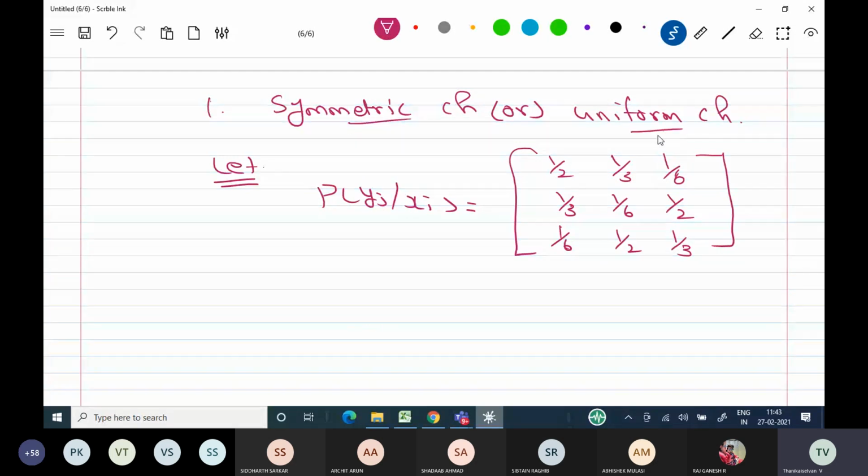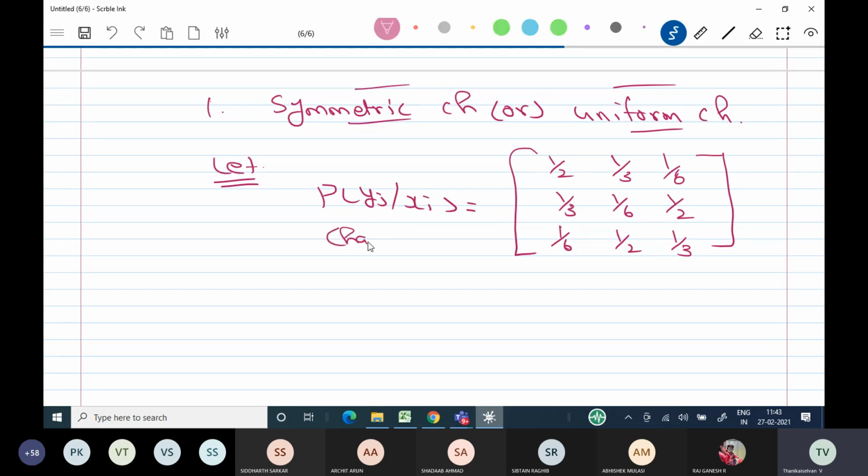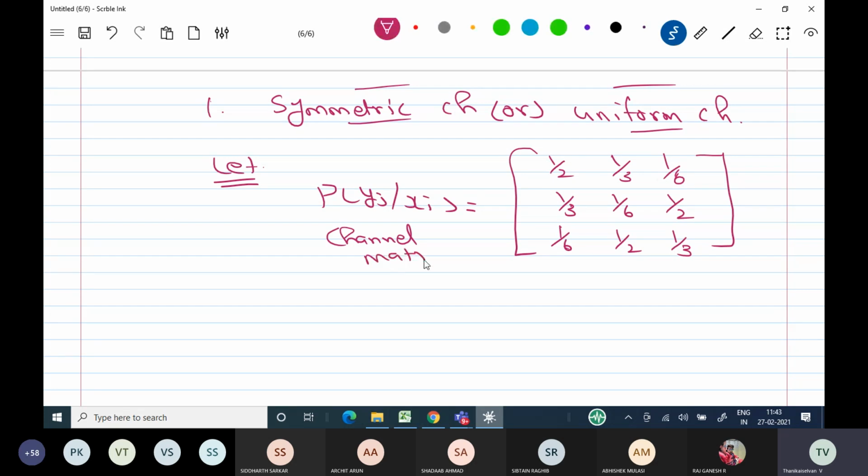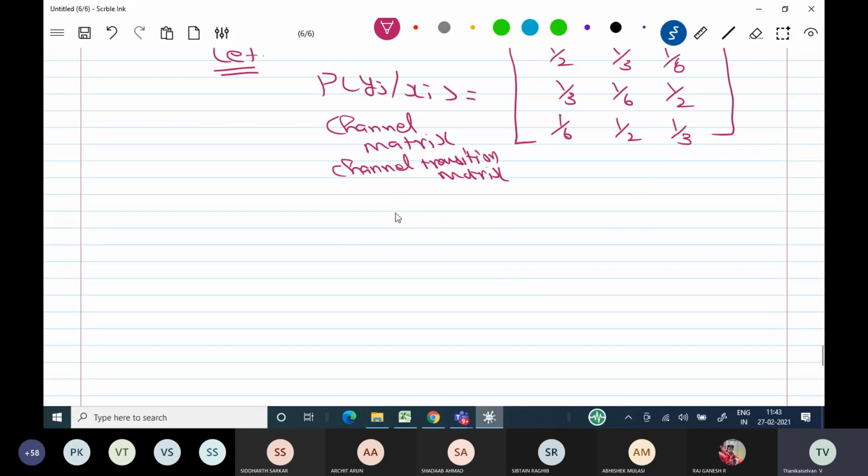Symmetric channel or uniform channel. These are the different types of scenarios available in our practical cases. That one only we are going to study. When we calculate the conditional probability of Yj given Xi, it is the channel matrix, also called the channel transition matrix. From this matrix, we are going to draw our channel diagram.